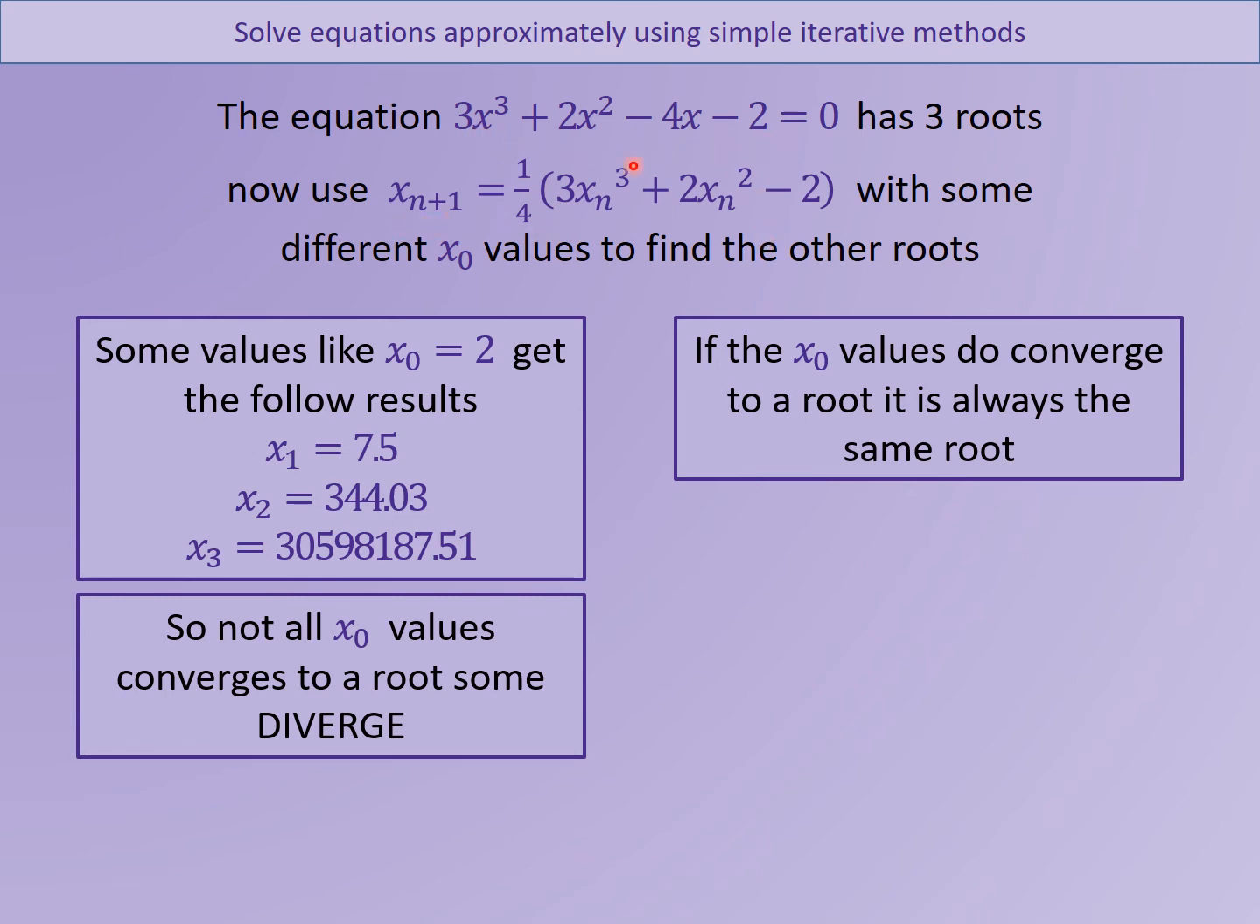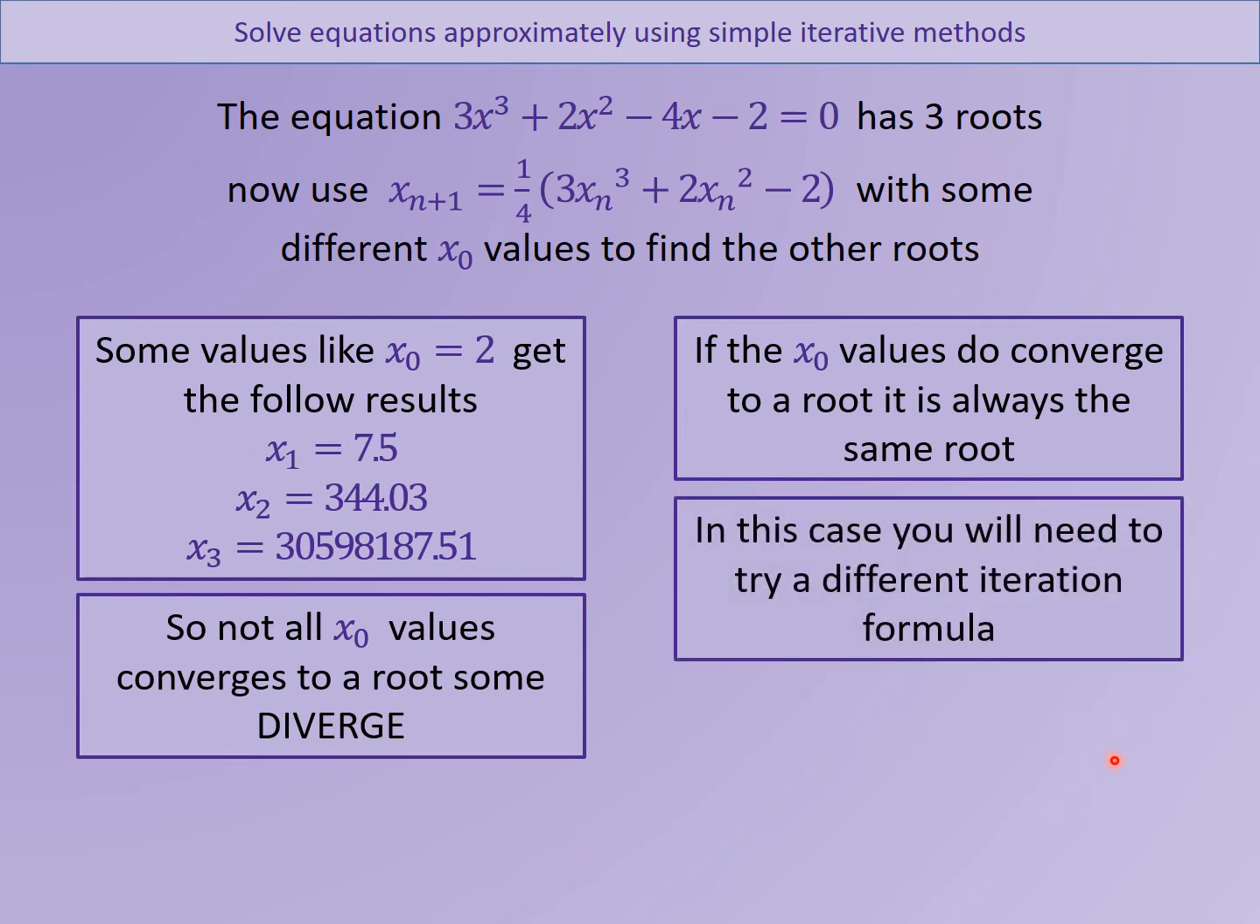that you could use. You could have one where you just add x to both sides. That would work. Now, some of those might find the other roots, some of them might not work at all, and some of them might just find the same root. You've just got to play with them and see. So in the case where you need to try a different iterative formula, you need to try something different.